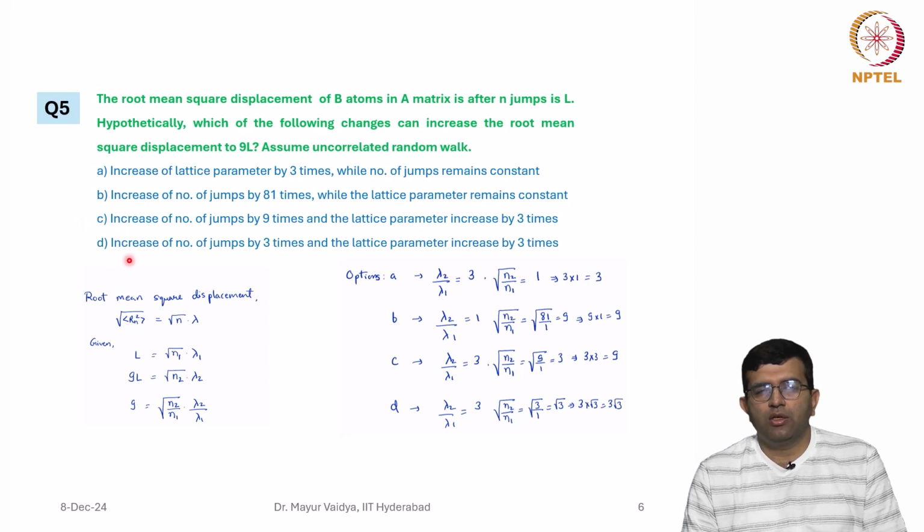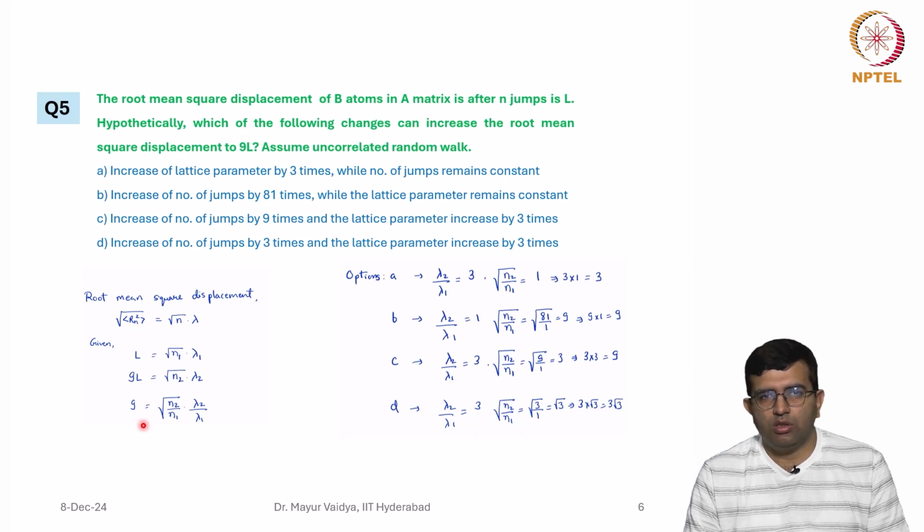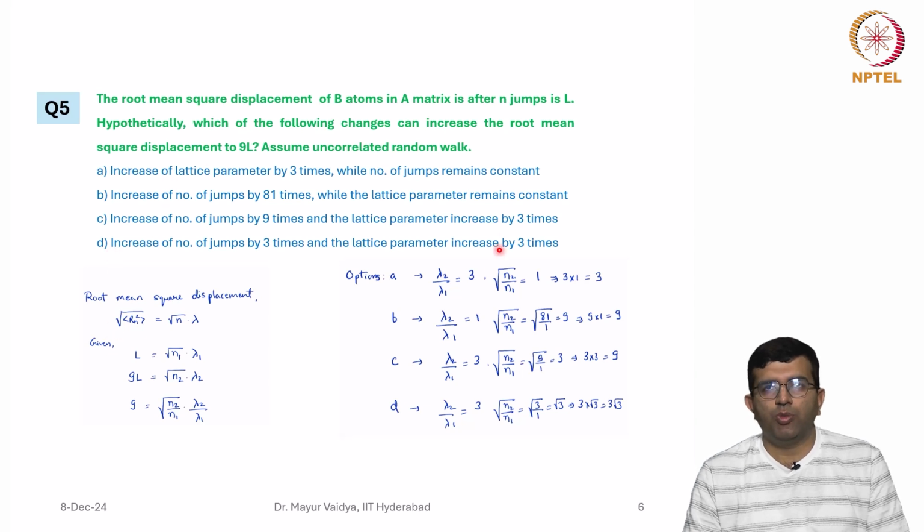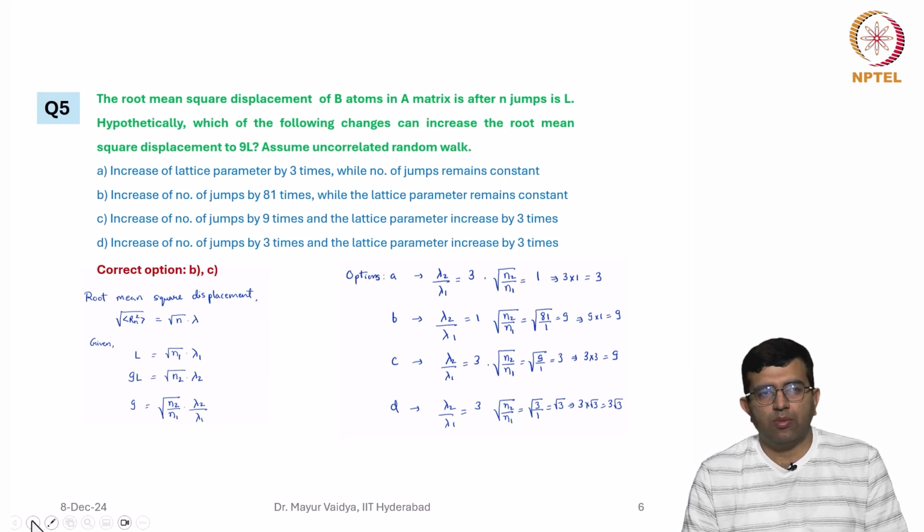Option D is an increase of the number of jumps by 3 times. That means n2 by n1 is 3, or root of n2 by n1 is equal to root 3, whereas the lattice parameter increases by 3 times, so lambda 2 by lambda 1 is equal to 3. The overall product is 3 root 3, which is not 9, and therefore option D is not correct. I hope you understood how to approach this problem. The correct options are B and C.